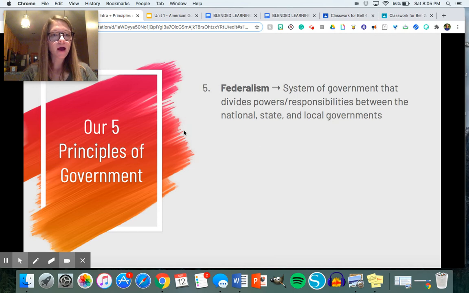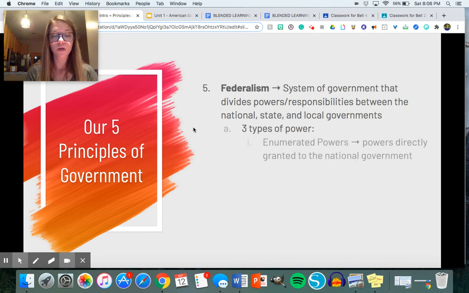And our fifth and final principle of government is this idea of federalism. We'll talk about federalism later this unit, but just as a definition right now, federalism is a system of government that divides the powers and responsibilities between the national, state, and local government. So really this is division of powers. There are three types of powers.